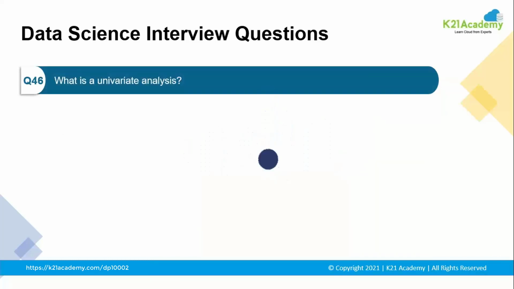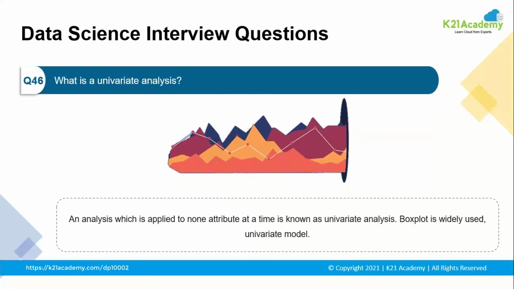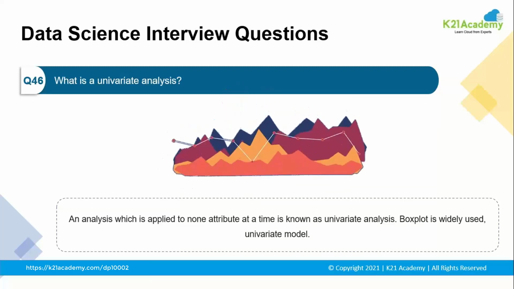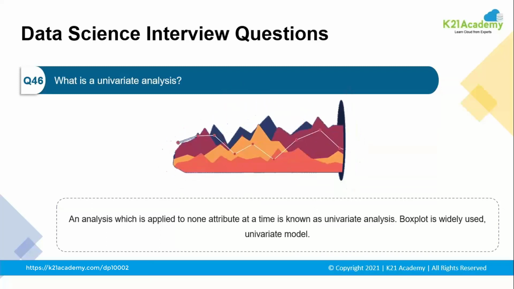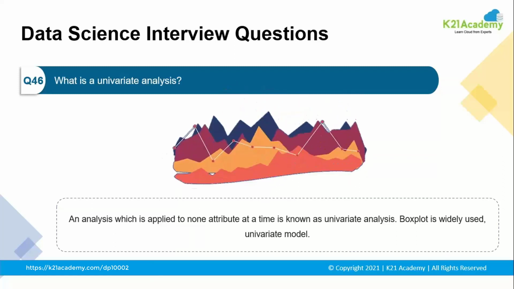Moving on to the next one, what is univariate analysis? An analysis which is applied on one attribute at a time is known as univariate analysis. A box plot is basically used to understand univariate analysis. So we basically use univariate analysis to understand individual values.